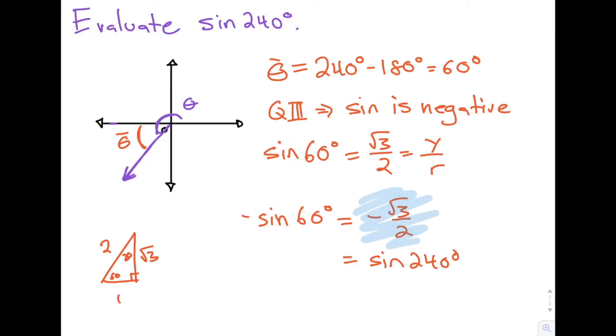Once again, first we make sure we know where our angle theta is, then we find our theta bar, check to find the sign of our trigonometric function, find the value of the trigonometric function at theta bar, and then combine that value with the correct sign that we got from the quadrant in which theta lies.